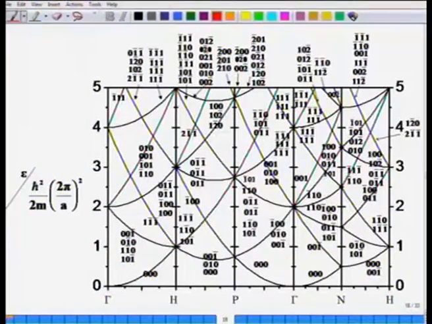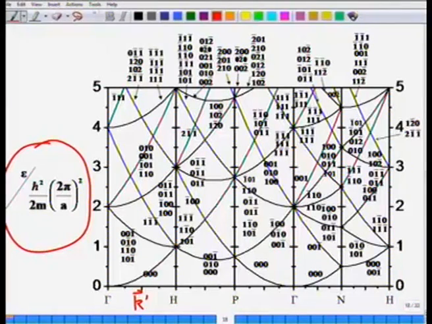So here is the curve. Again, I am plotting E divided by h bar squared by 2m times 2 pi by a whole squared, versus the k prime vector. Here is the k prime vector that I am plotting. This is the k prime vector going from gamma to H. Of course, you can think of this as the k prime vector, or you can think of alpha going from 0 to 1.